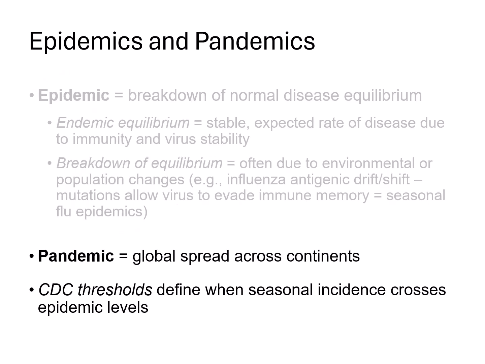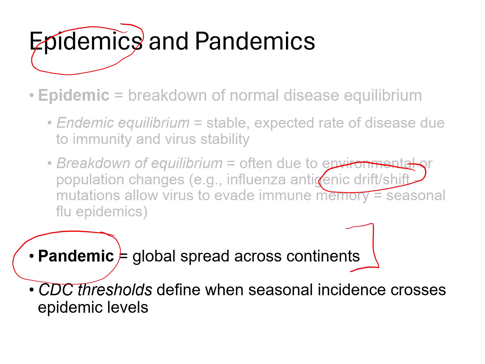So we saw that epidemics occur when the usual balance between the pathogen and host immunity is disrupted. And for influenza, antigenic drift and shift can help the virus evade immune memory, causing seasonal epidemics and occasionally even global pandemics. Again, this is when we see this spread across continents. And as we saw in the previous graphs, CDC thresholds define when seasonal incidence crosses epidemic levels.